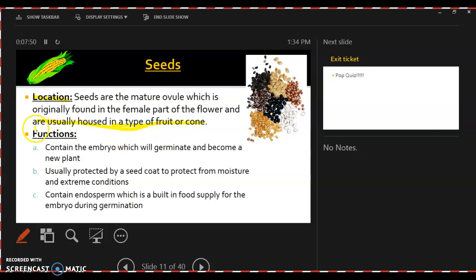Okay, and so the function is usually protected by the seed coat, which protects from moisture and extreme conditions. It will germinate and become a new plant.